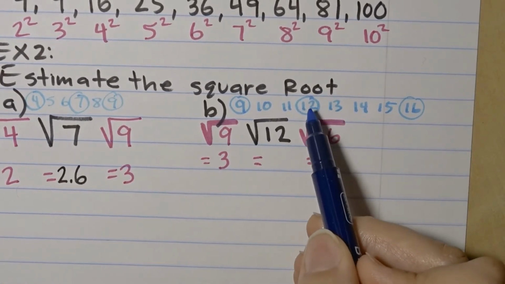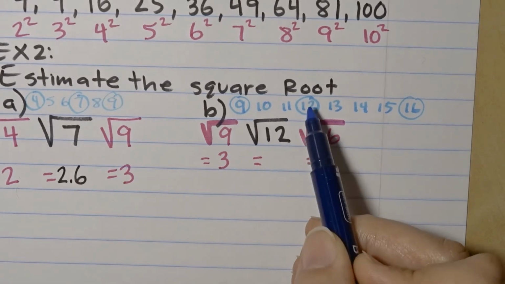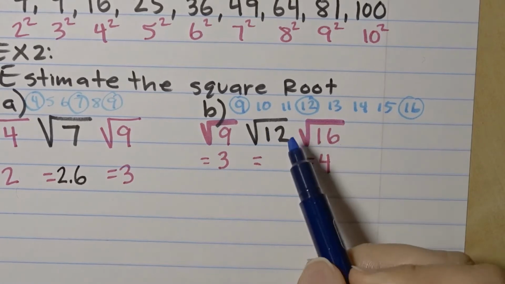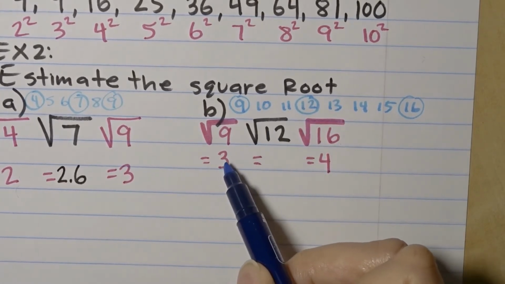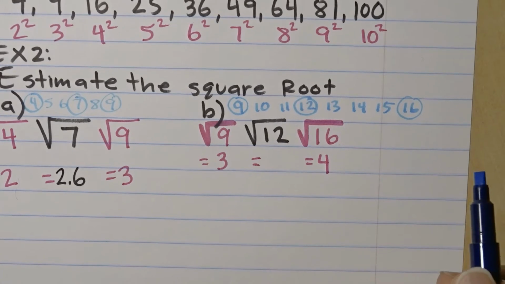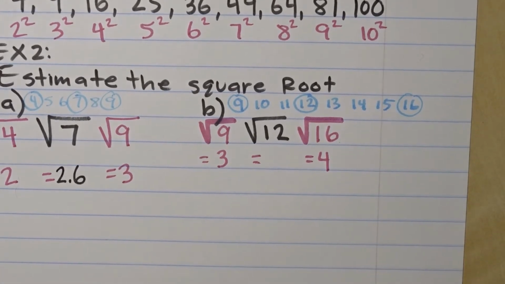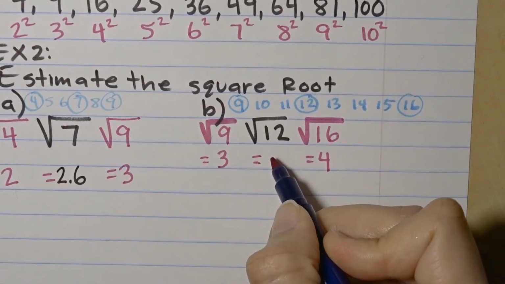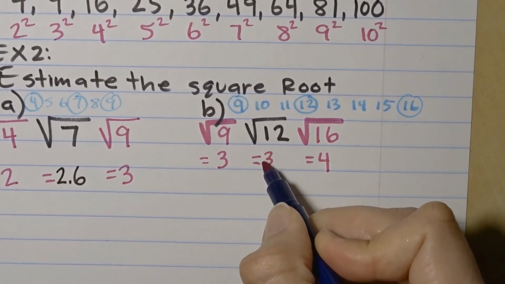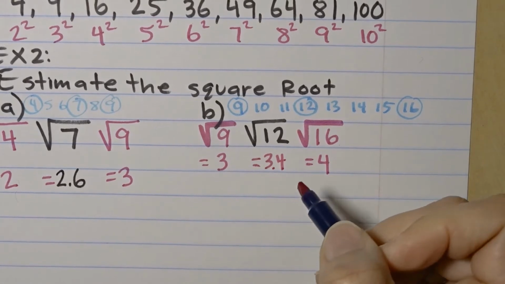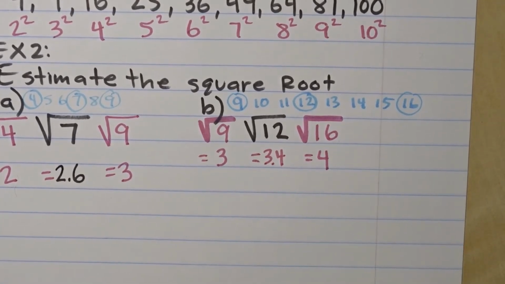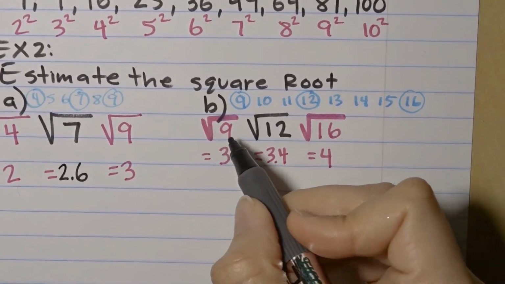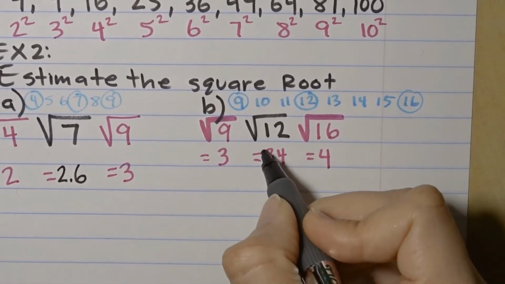So since 12 is not right in the middle, I do see that it's a little closer to the 9 than it is to the 16, which means the answer is going to be closer to the 3 instead of being closer to the 4. So I'm going to start at 3.5, but then I'm going to tell myself it can't be 3.5. I'm going to go a little closer to the 3 and say 3.4. Okay, so that's how you estimate. You try to think of the halfway point and then tell yourself, is it closer to the 9 or closer to the 16, and then make your estimate.